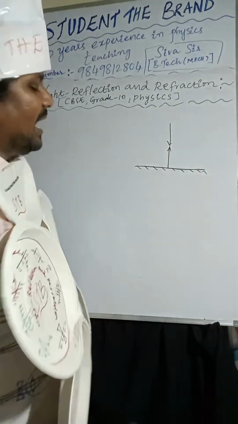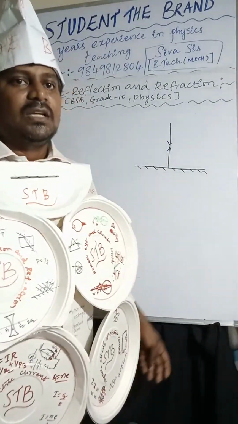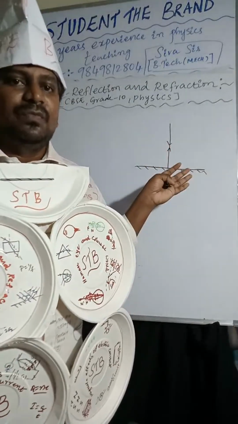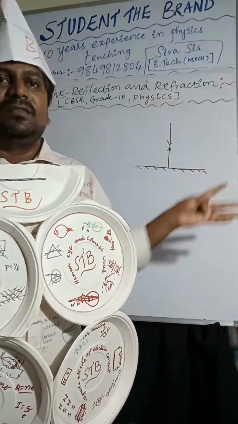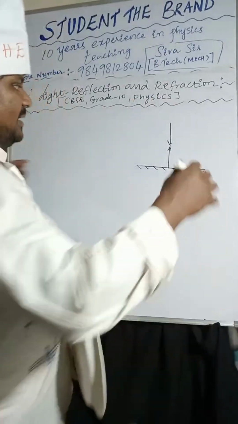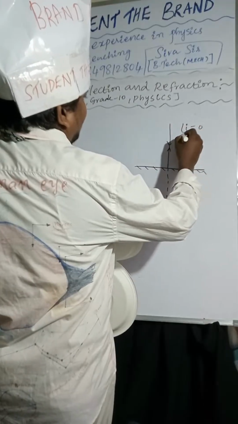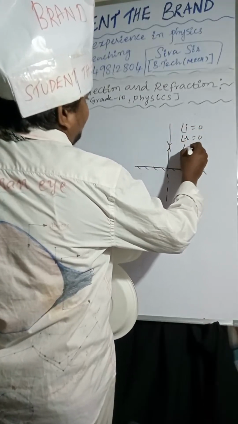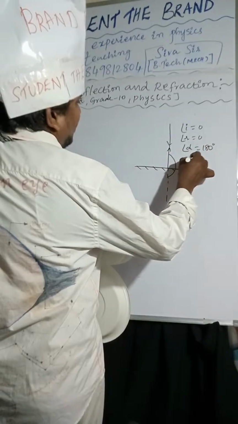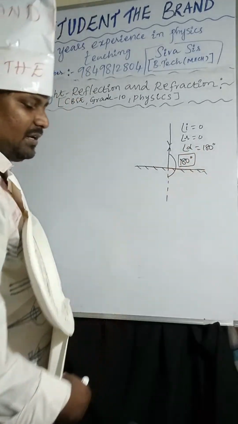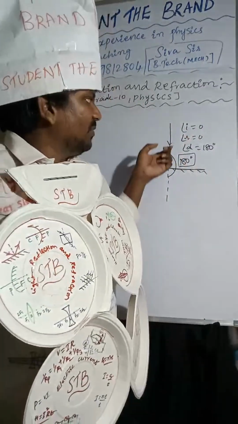So in this case, what is the angle of incidence? What is the angle of reflection, and what is the angle of deviation? If the light ray is passing along the normal line, the angle of incidence is 0, the angle of reflection is also 0, and the angle of deviation equals 180 degrees. Only in this case we get angle of deviation equal to 180 degrees.